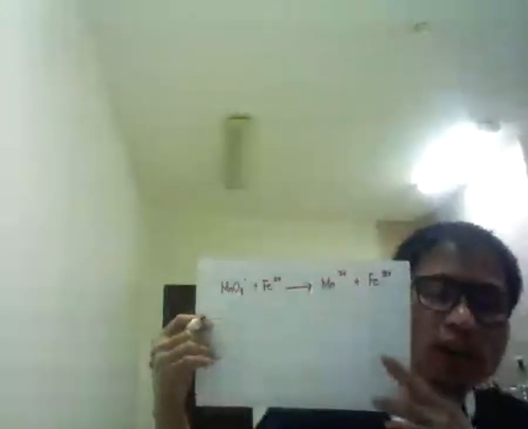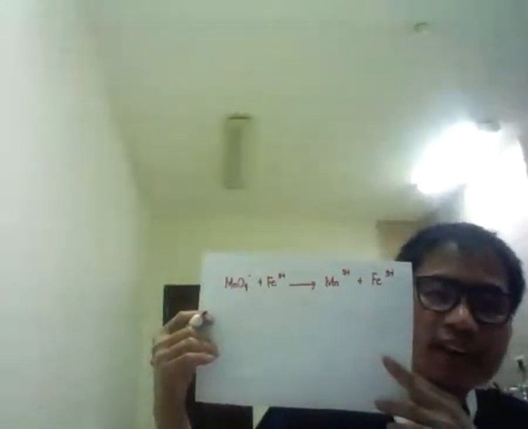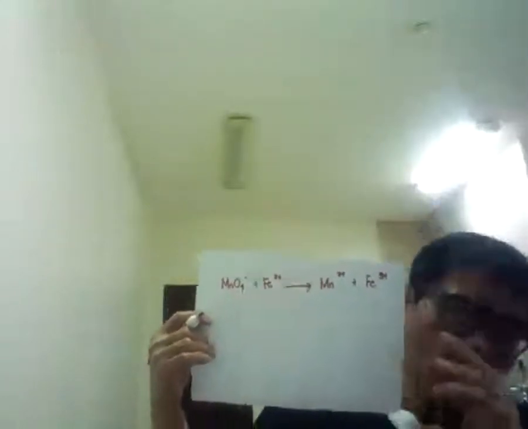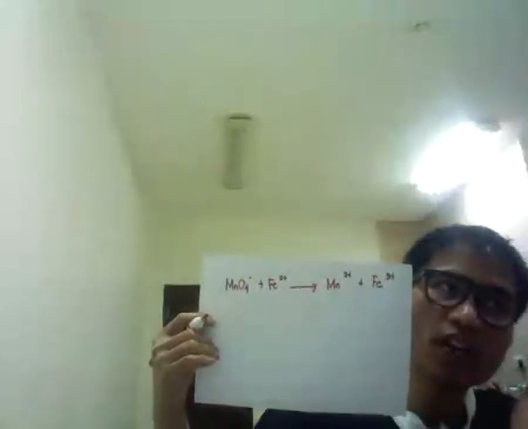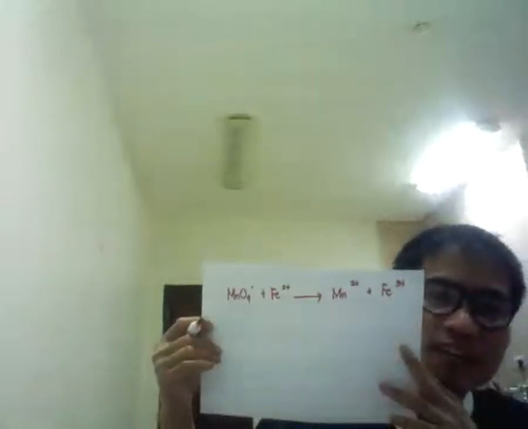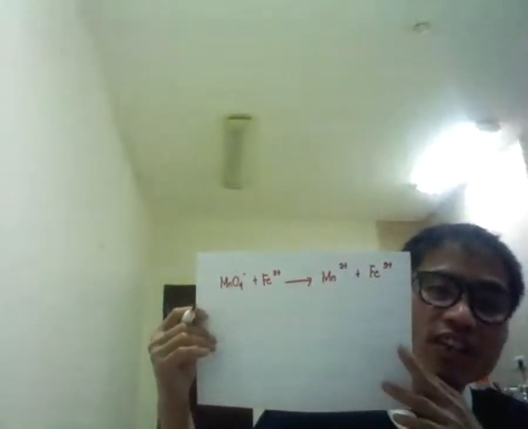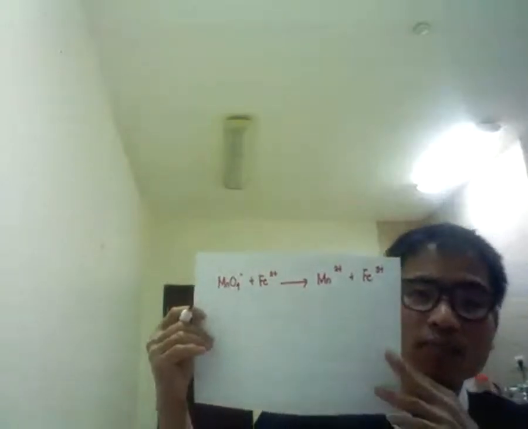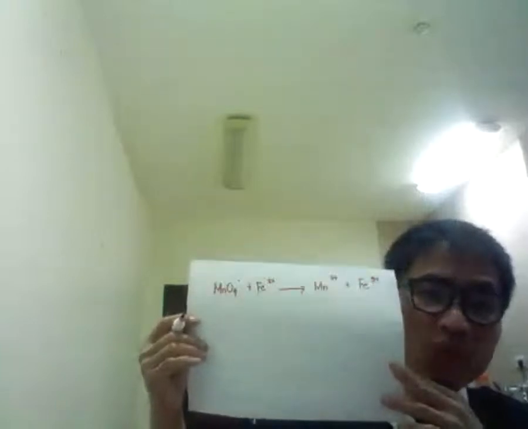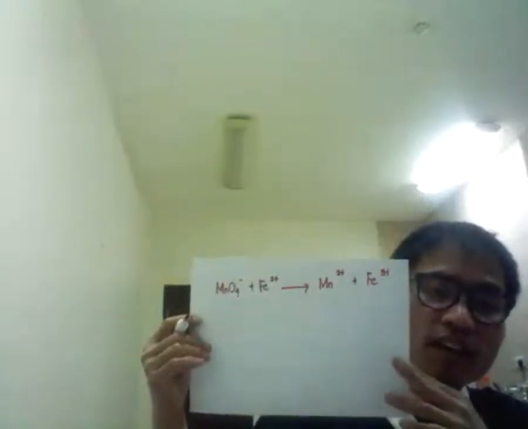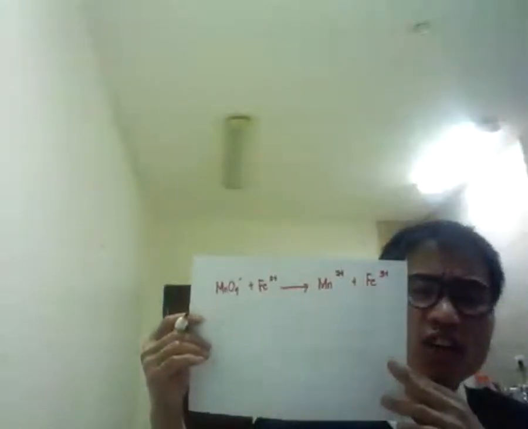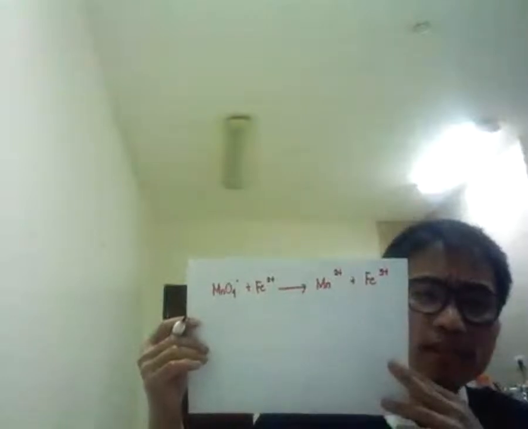Now you are wondering where I got these charges. It's simply from the periodic table. For example, manganese belongs to family 2A, that's why it is 2 plus. Iron can be either positive 2 or positive 3, two charges. And permanganate, as usual, is a polyatomic ion which has a total charge of negative 1.